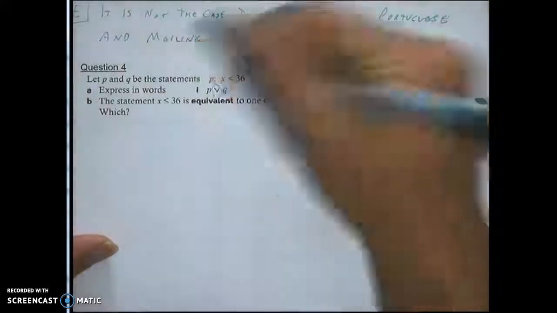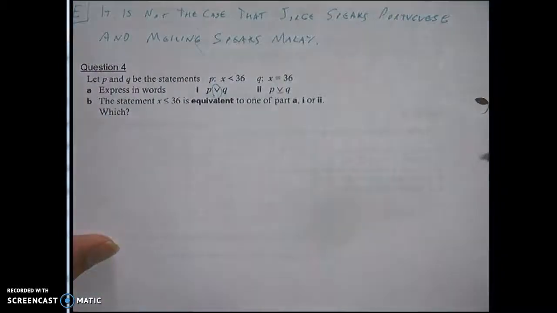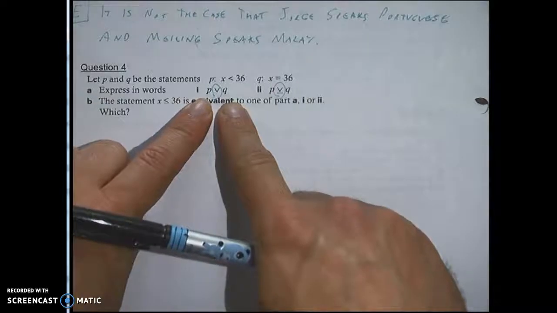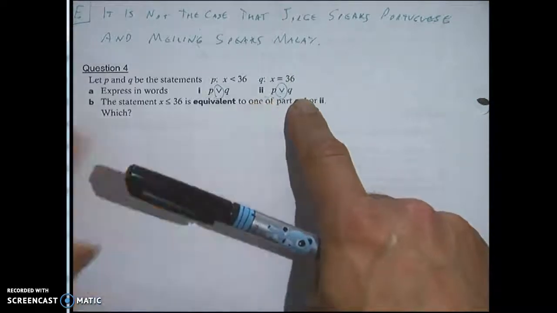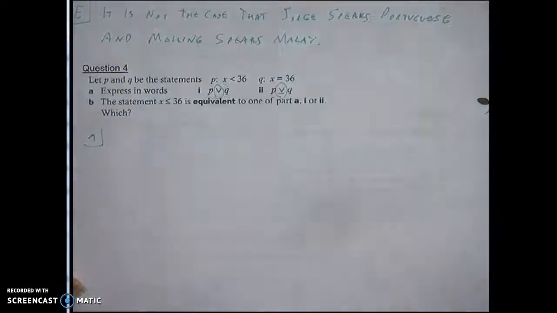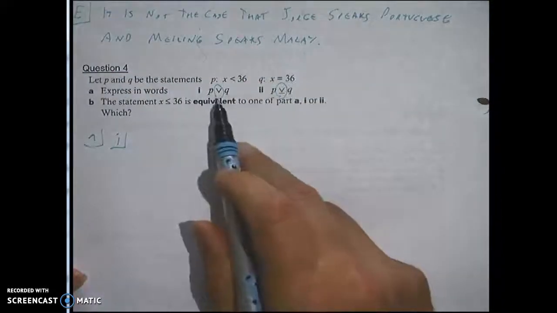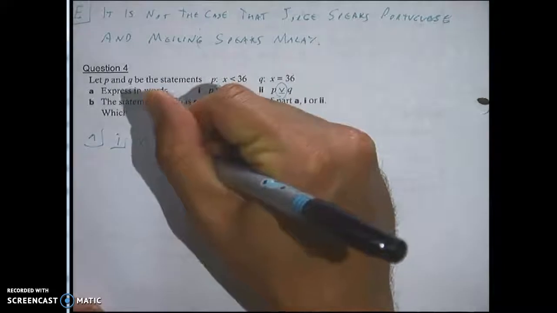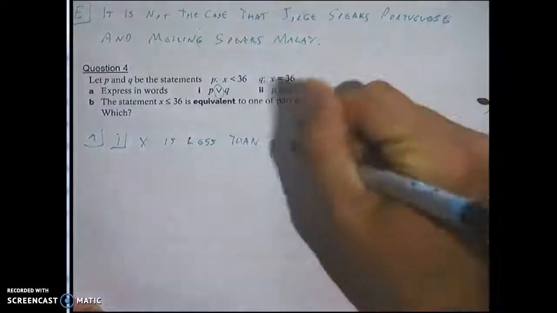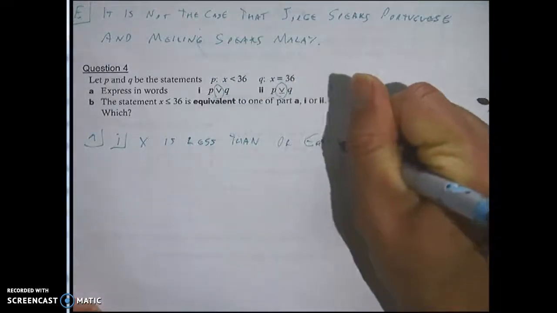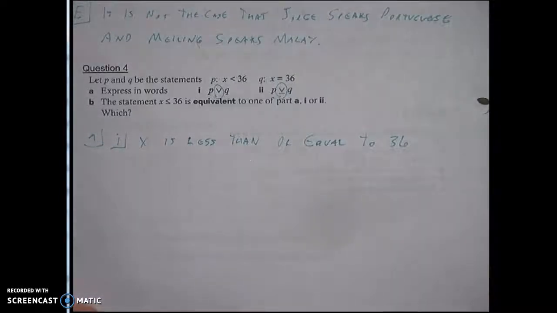Now we went over various symbols. For instance, this is OR, which is the inclusive OR. This is the exclusive OR, which means one or the other, but not both. So this OR means one or the other and both. This one means one or the other, but not both. So, in part A, if I was going to express in words P or Q, I would say X is less than or equal to 36.